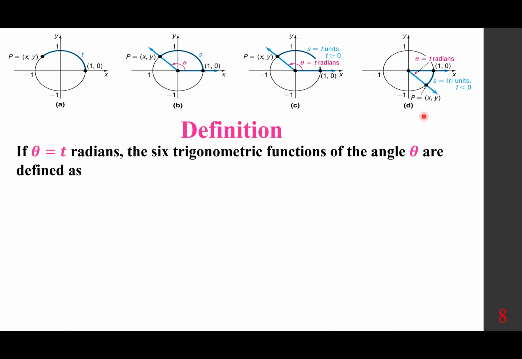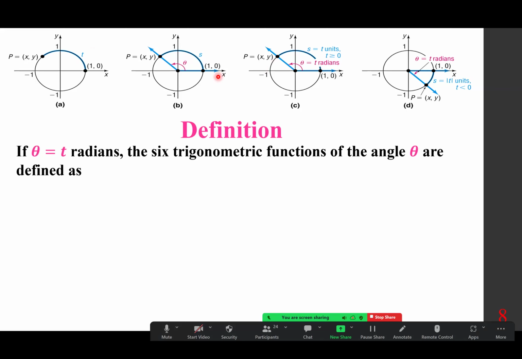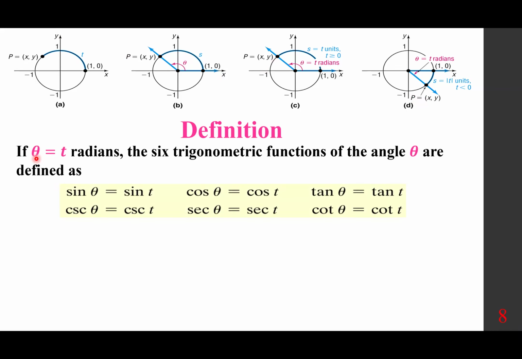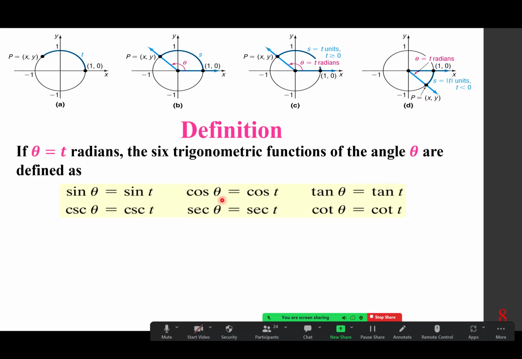Counterclockwise positive, clockwise negative. Definition: if theta equals t radians, the 6 trigonometric functions of the angle theta are defined as follows. Sine theta is sine of t, cosine theta is cosine t, tan theta is tan t, and the rest of them follow. So it's very straightforward, everybody.